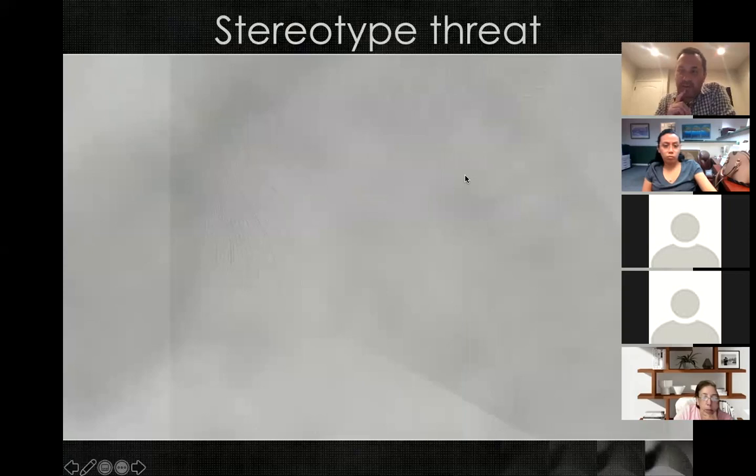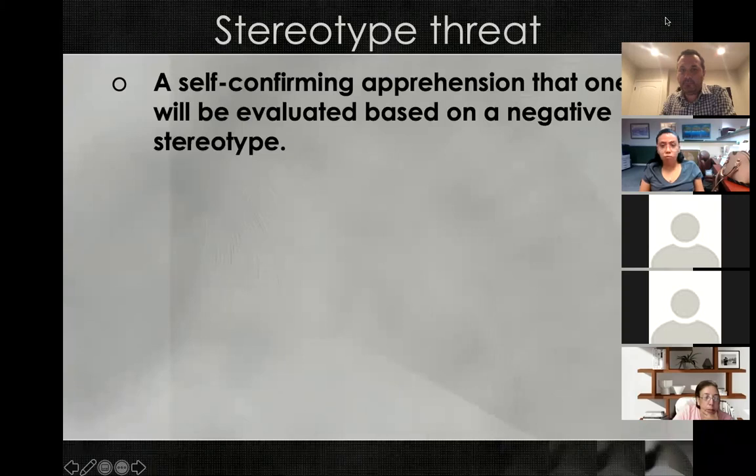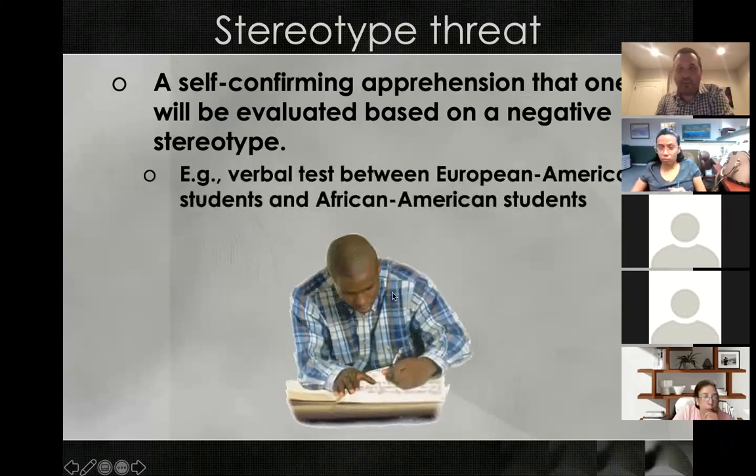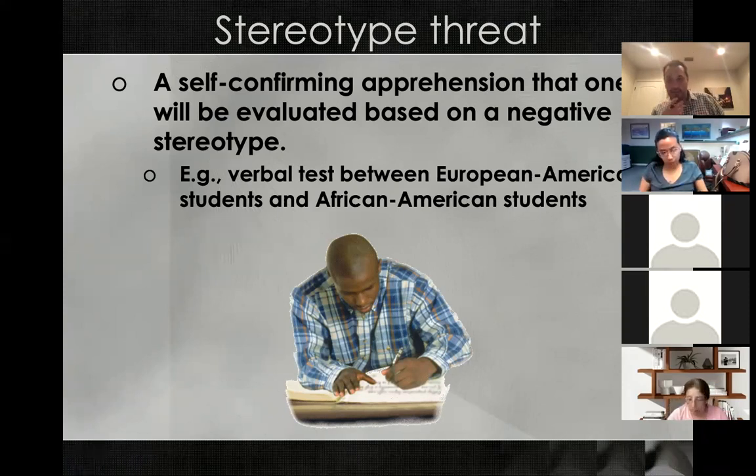Okay, one other bias I want to talk about as it relates to stereotypes, which is kind of related to what we talked about, although it's a little bit different, is something known as stereotype threat. This will require a little bit more of an explanation, because this one's not quite as intuitive, maybe, as some of the other ones. But stereotype threat is a result of a self-confirming apprehension, meaning a person who is aware that there is a negative stereotype against them is concerned that they're going to be evaluated based on that negative stereotype. So let's take an example.